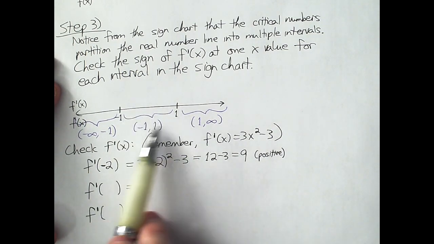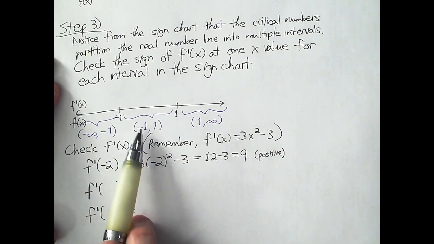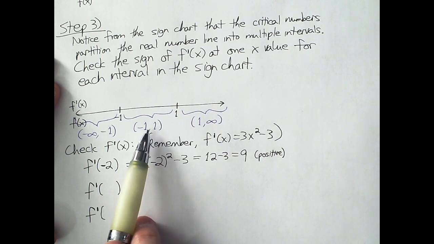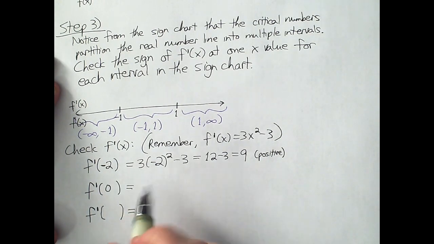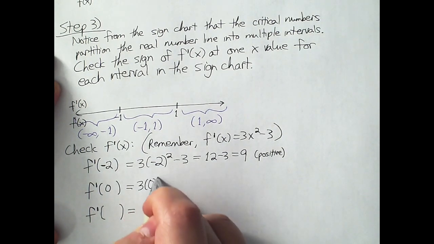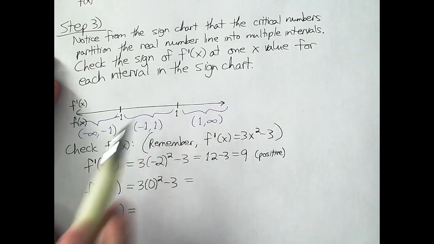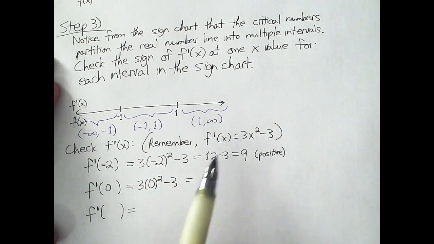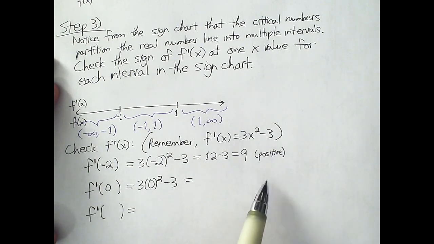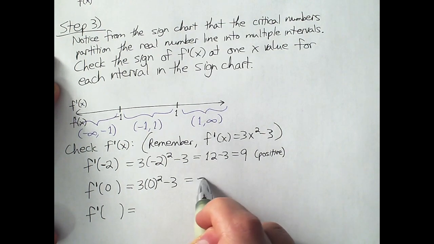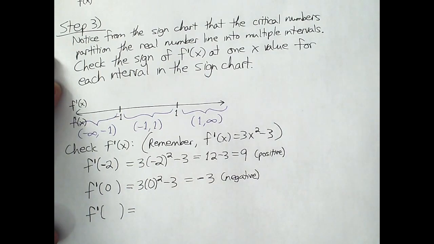We need something from this middle interval. It goes from -1 to 1, but we can't actually use -1 or 1. We have to use something between them. So what's a good number in between them? I think 0. 0 is a real number in between them, and it's going to be easy to put into this. 3 times 0 squared minus 3. Try to pick easy numbers. I mean, if you wanted, you could check 1/7. You'd have to do 1/7 squared and all that. You're going to get the same result, positive or negative, but you might as well pick easy numbers. I got -3. What we really care about is that what I got is negative.